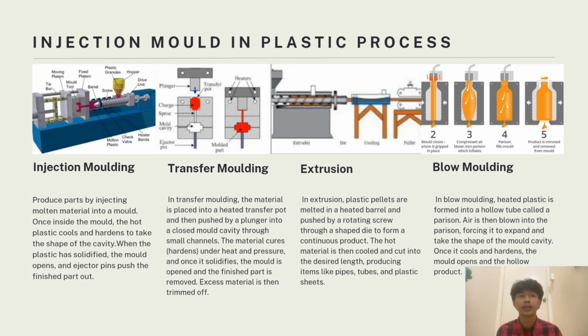So lastly, blow molding. In blow molding, heated plastic is formed into a hollow tube called a parison. Air is then blown into the parison, forcing it to expand and take the shape of the mold cavity. The mold opens and the hollow product is done.